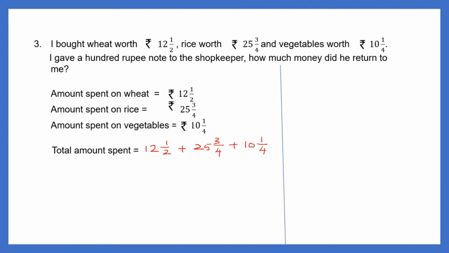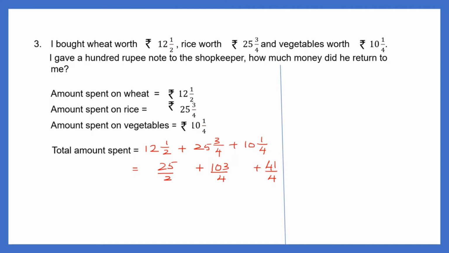So now we have an addition sum here. Addition of fractions, and we all know how to do addition of fractions. First, let's convert. 12 twos are 24 plus 1, 25/2 plus, convert this, 25 into 4 is 100. 100 plus 3 is 103/4 plus 10 fours are 40 plus 1, 41 by 4.